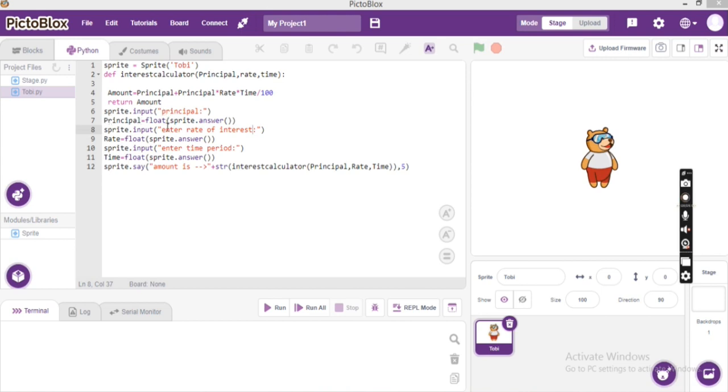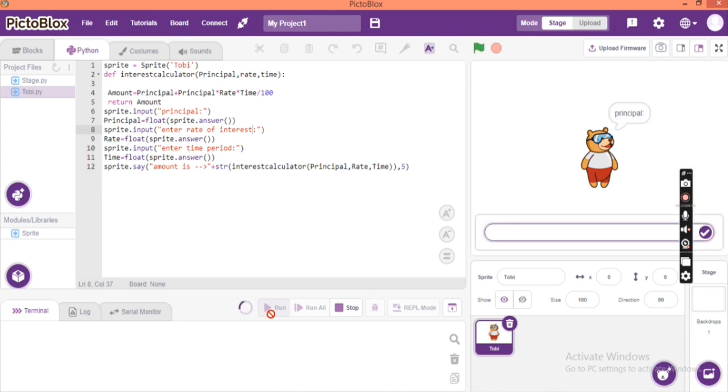So all the values I have mentioned as float. Float means decimal values. Integer means only integers without decimals. Float means the value will be in decimals. And why have I mentioned this in the form of 5? If you observe, after time period, amount is written as a string of interest calculator. Principal, rate, time, all these three values are used to calculate. And I have mentioned 5 means 5 seconds.